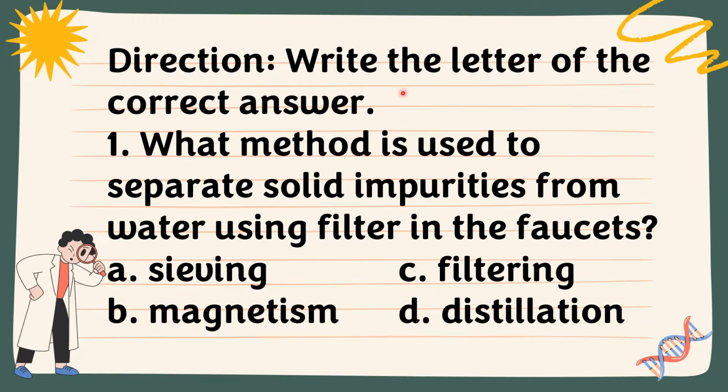Directions. Write the letter of the correct answer. Number 1. What method is used to separate solid impurities from water using filter in deposits? A. Sieving, B. Magnetism, C. Filtering, or D. Distillation. The correct answer is letter C. Filtering.